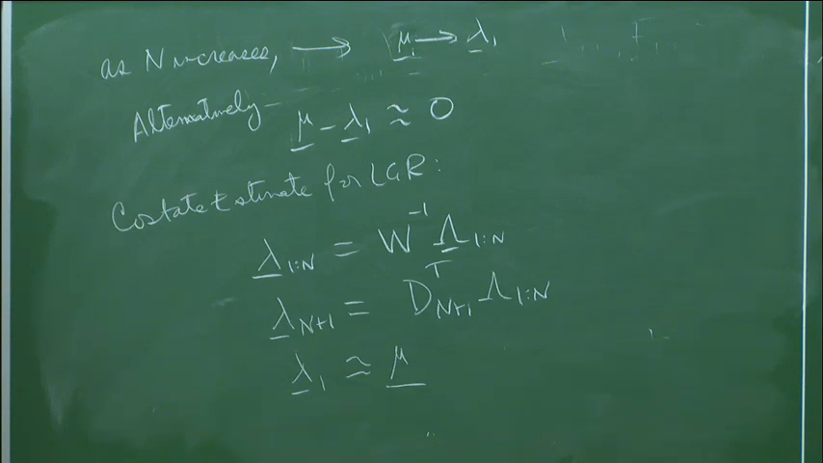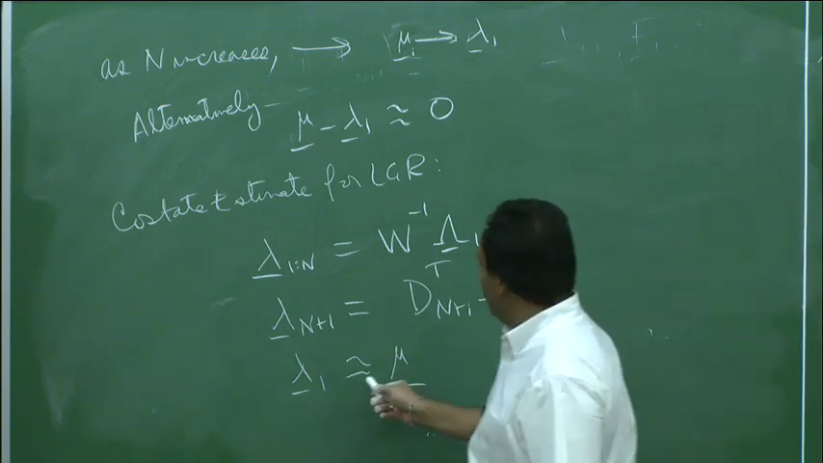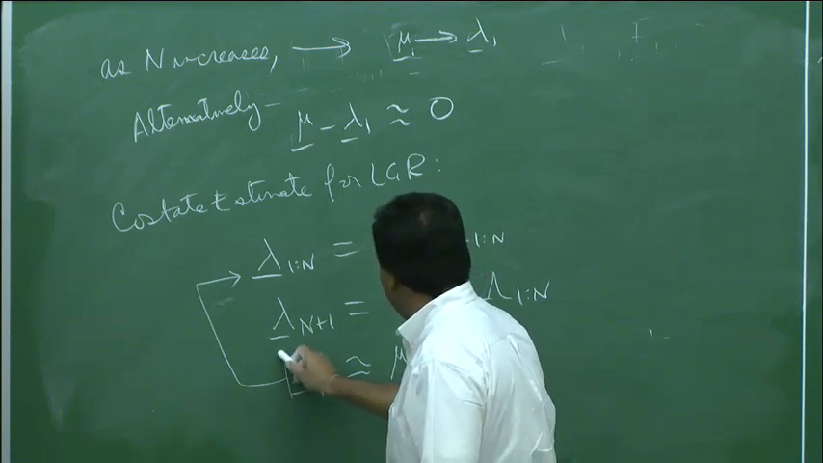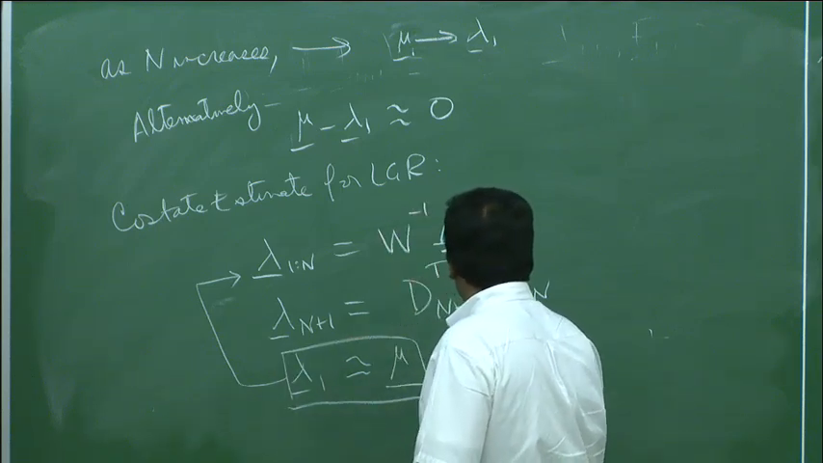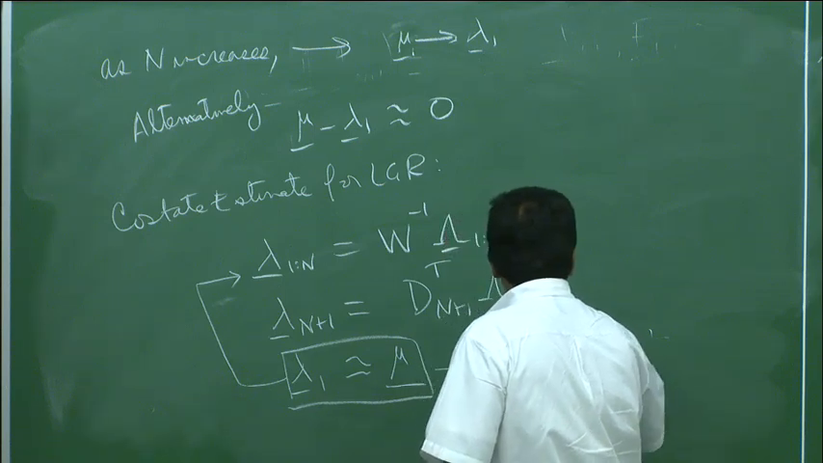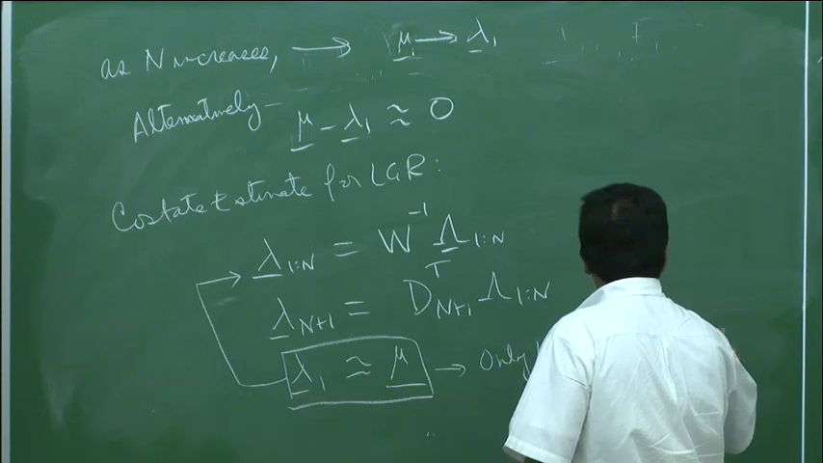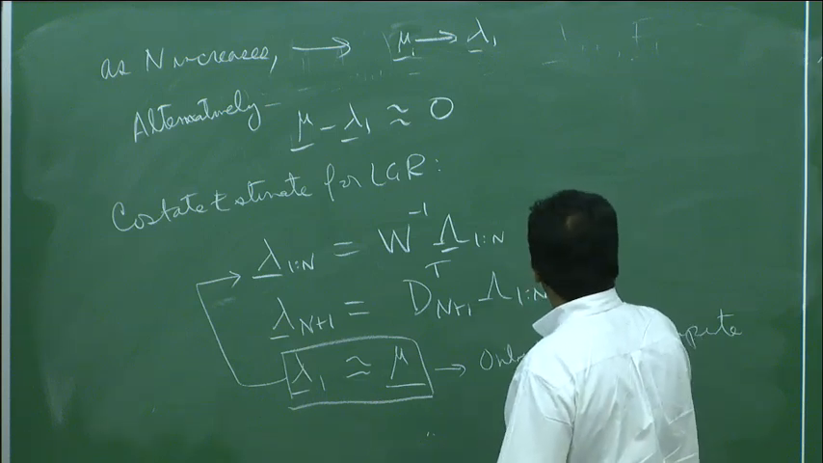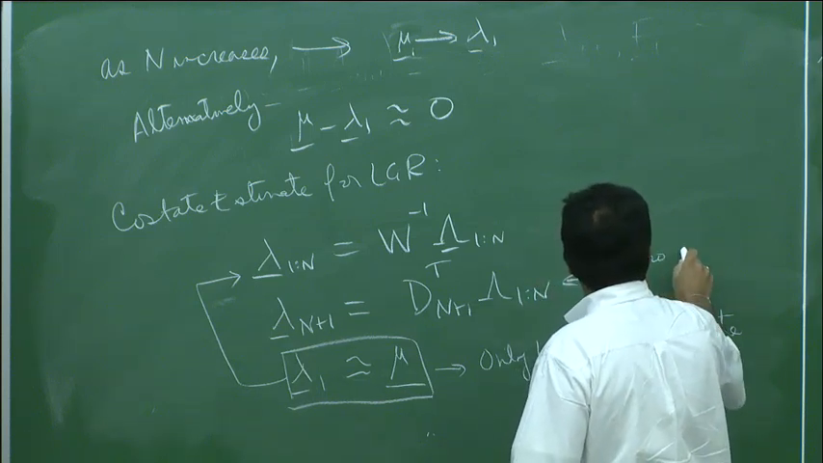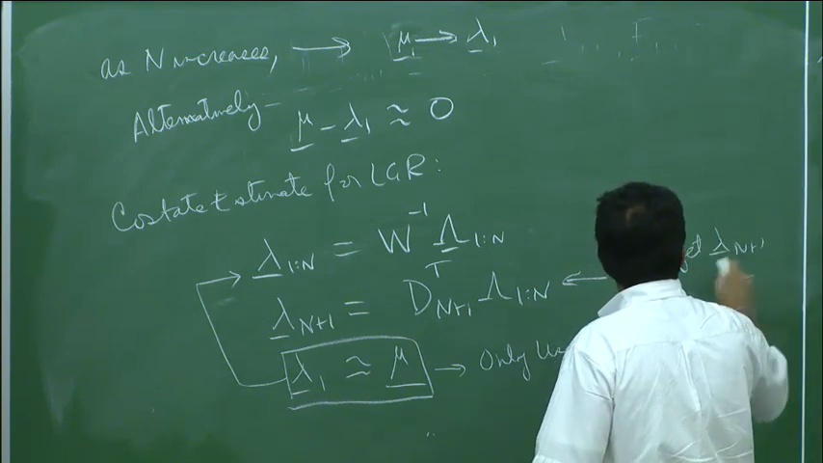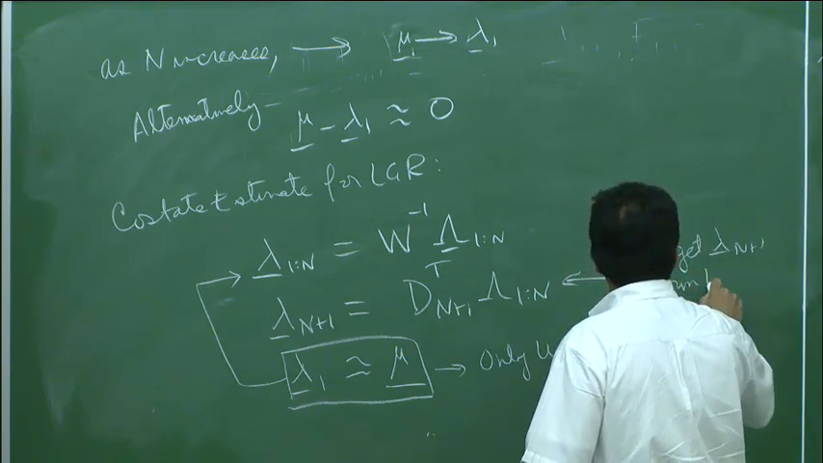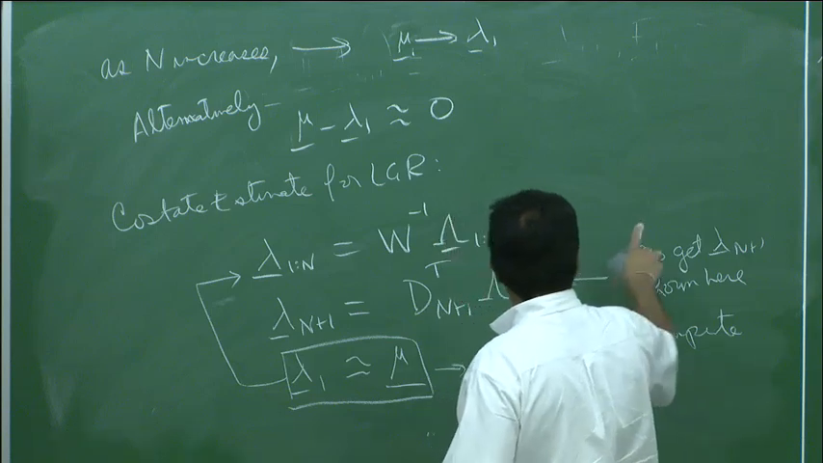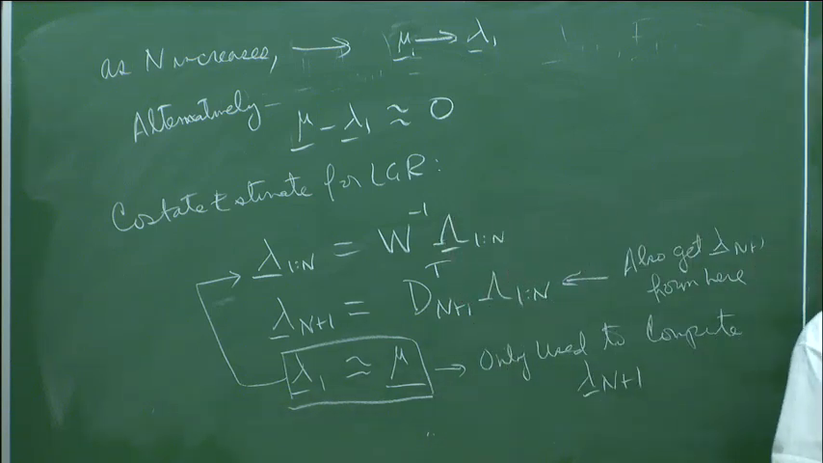It turns out that lambda 1 is not approximately mu, because you can see up here that we're estimating this. So this right here is only used to compute lambda n plus 1. But we can also get lambda n plus 1 from this equation. So basically, when we're all done, we can ignore this equation, and we can ignore all this other stuff, and our costate estimate looks as follows.